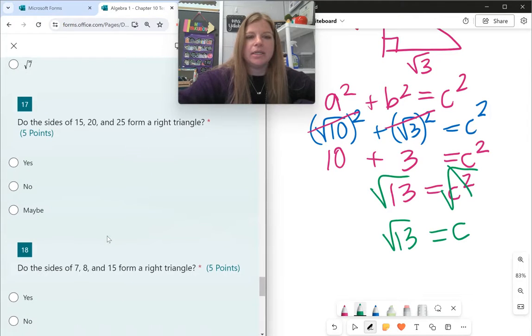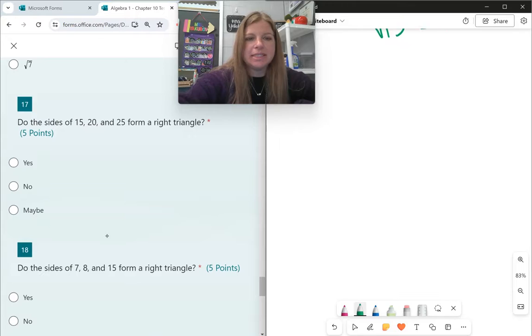Number 17, do the sides of 15, 20, and 25 form a right triangle?